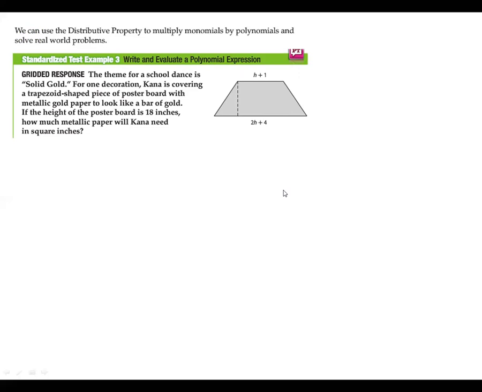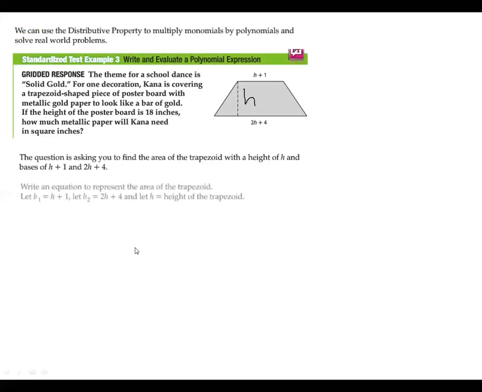The height is the distance between the top and the bottom. First we're going to rewrite the formula for the area of a trapezoid in general. The question is asking you to find the area of a trapezoid with a height of h and bases of h plus 1 and 2h plus 4. The area formula for a trapezoid is 1/2 the height times the sum of base 1 and base 2. So it's 1/2 the height times the sum of base 1, which is h plus 1, and base 2, which is 2h plus 4.